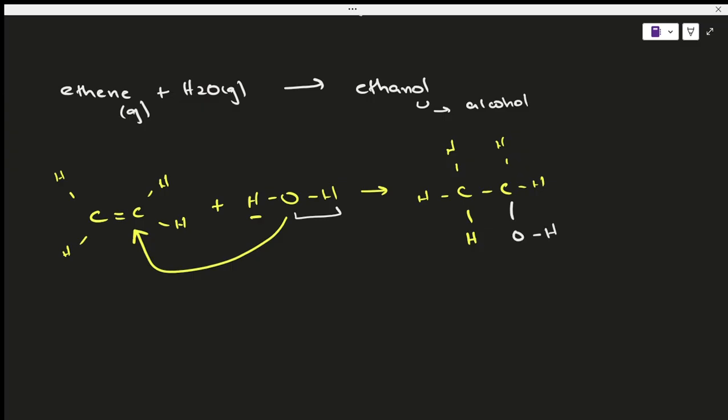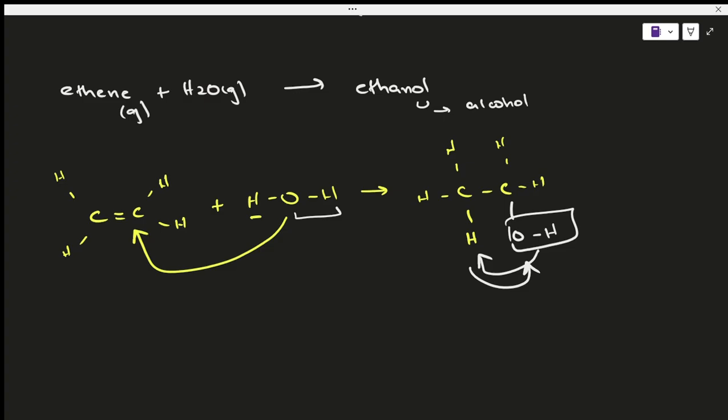This is how you're going to do it. And you can even interchange it, so the OH can come here and the H can come here. It doesn't matter. And this basically is the functional group of alcohol. This is how you recognize the alcohol molecule. So this is how this works.